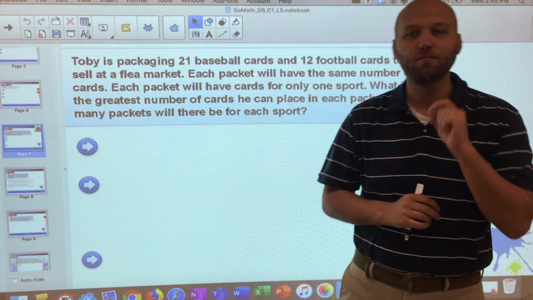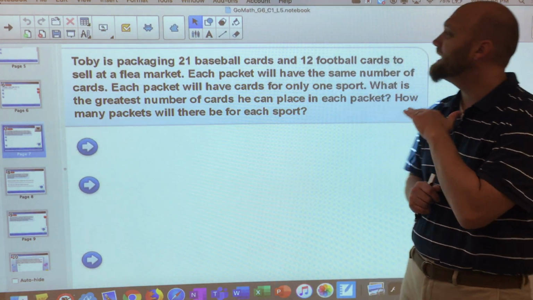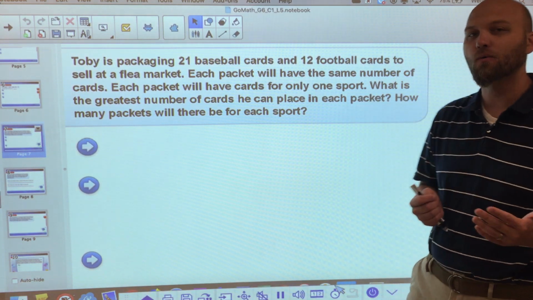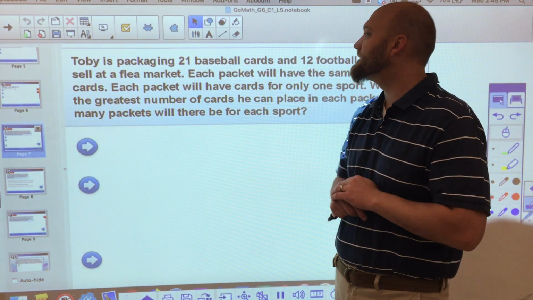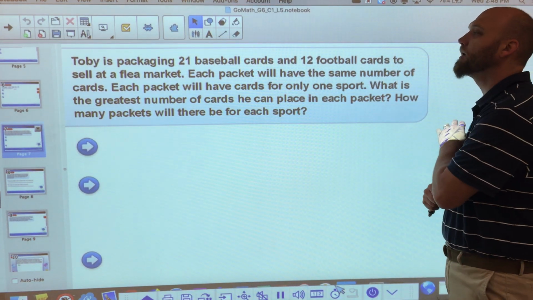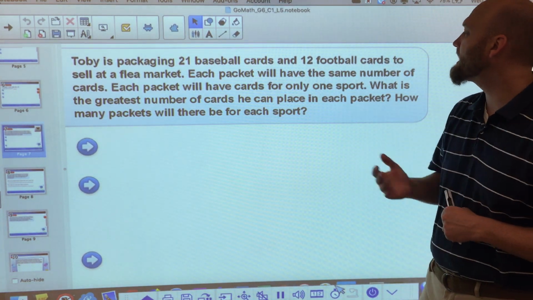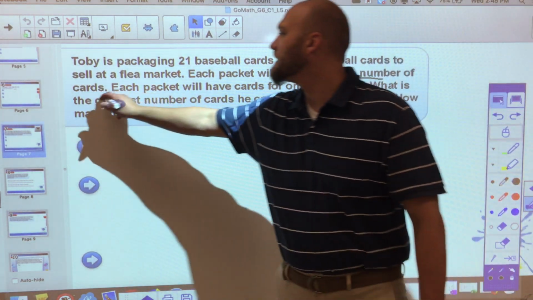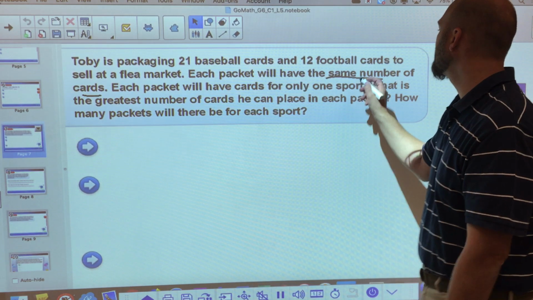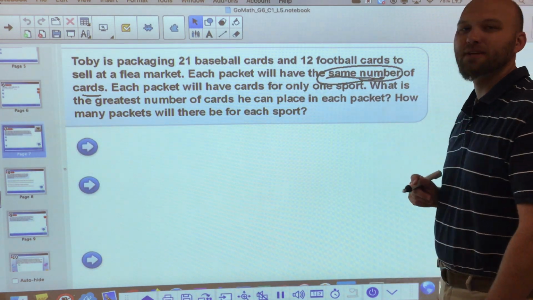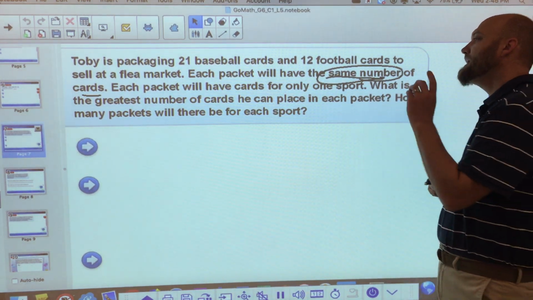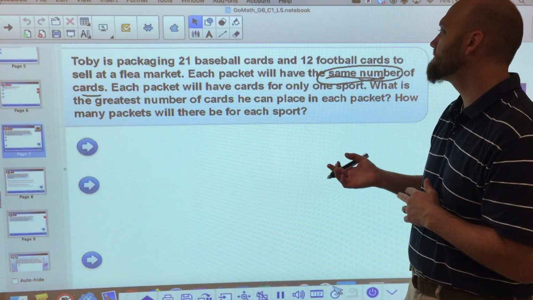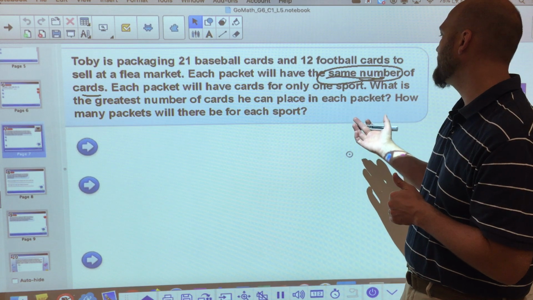And the big takeaway from this particular lesson is, what are we talking about? We need to dissect the word problem so we really know what we're dealing with. Toby is packaging 21 baseball cards and 12 football cards to sell at a flea market. Each packet will have the same number of cards. Okay, so I need the same number of cards. Same number is telling me I've got a common thing, a commonality, right? Each packet will have cards for only one sport. What is the greatest number of cards that he can place in each packet?